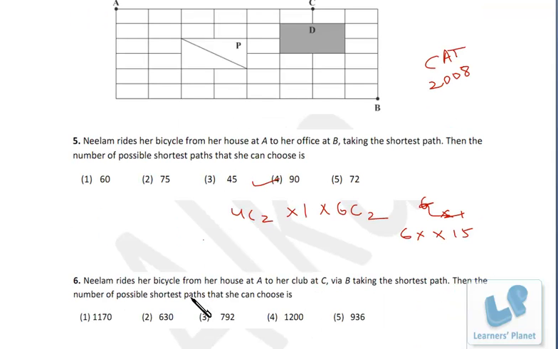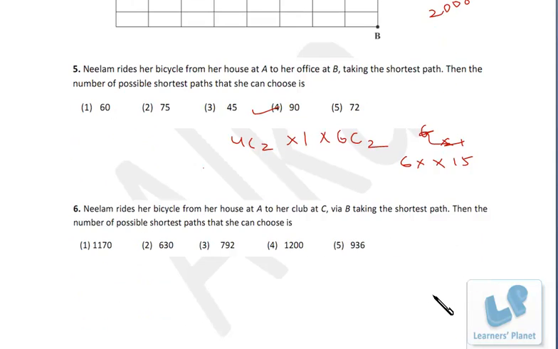The other part of this problem is Neelam rides her bicycle from house A to her club at C, via B, taking the shortest path. Then the number of possible shortest paths she can choose is... Now listen to me carefully. From A to B we have already calculated. In all there are 90 ways. So that 90 is there for sure.